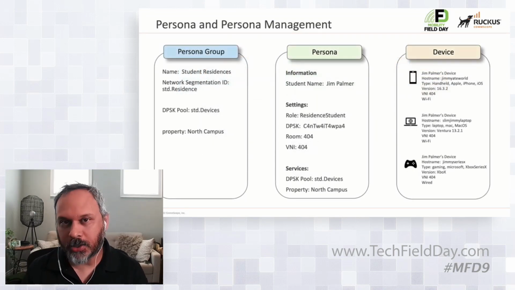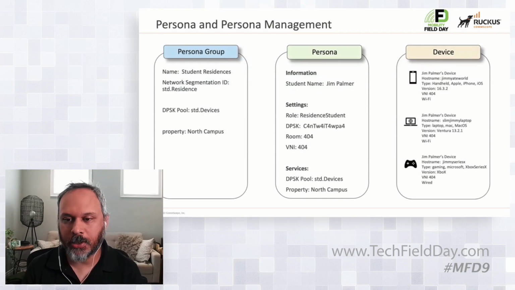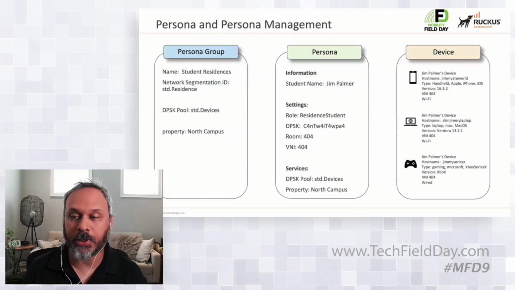So let's expand on this concept with an example. We'll pick on Jim as we usually do, and we have a campus, perhaps a residence, and Jim is staying in room 404. And we've created a persona group for all students that are staying on campus. And perhaps we're using network segmentation, and each student will have their own personal area network for their devices while they're in residence. We then create Jim as a persona, and there's a lot of Wi-Fi chips and Oreos that went into creating Jim, but we did it.